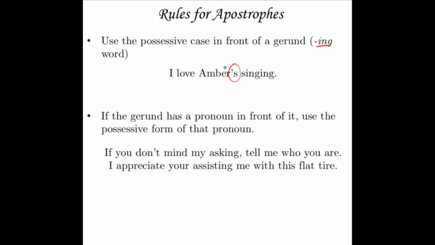You wouldn't say, if you don't mind me dog, not unless you're a pirate. You say, if you don't mind my dog. So to keep that rule consistent, even when we're not using pronouns, we use the apostrophe S possessive case in front of a gerund. If the gerund has a pronoun in front of it, use the possessive form of that pronoun. So again, if you don't mind my asking, tell me who you are. I appreciate your assisting me with this flat tire. Remember, a gerund is a verb ending in ing that acts like a noun. So when in doubt, swap in a noun and see if the sentence still makes sense. You would say, I appreciate your help, not I appreciate you help.